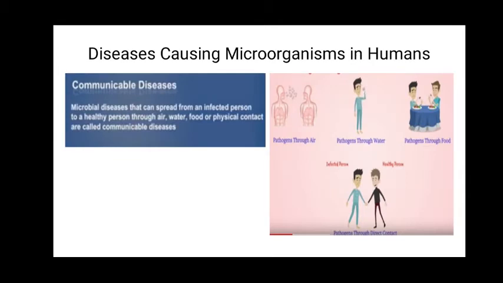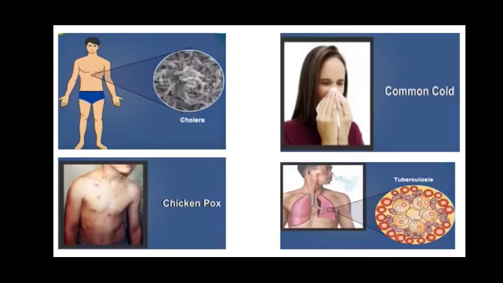Pathogens enter our body through the air we breathe, the water we drink, and the food we eat. They can also get transmitted by direct contact with the infected person, or they may be carried by other animals. These microbial diseases that can spread from an infected person to a healthy person through air, water, food, or physical contact are called communicable diseases. Some examples are cholera, tuberculosis, common cold, chicken pox, etc.